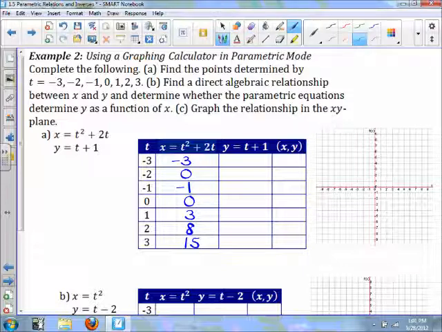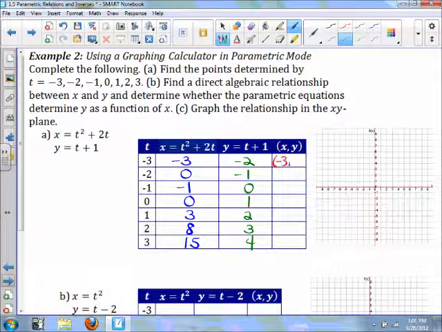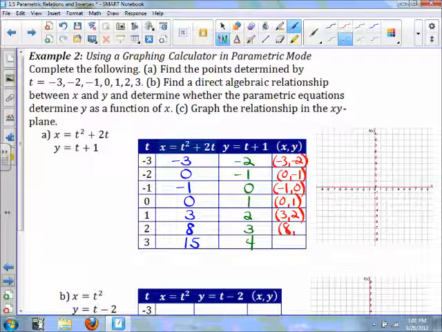Now for here, negative 3 plus 1 is negative 2. Negative 1, 0, 1, 2, 3, and 4. That means my points will be negative 3, negative 2; 0, negative 1; negative 1, 0; 0, 1; 3, 2; 8, 3; and 15, 4.